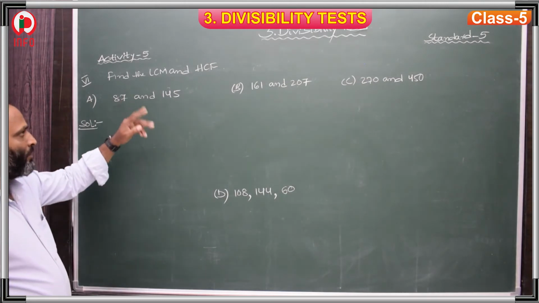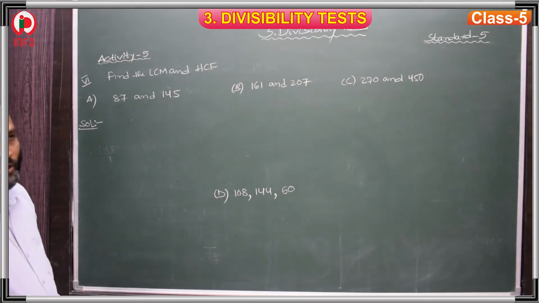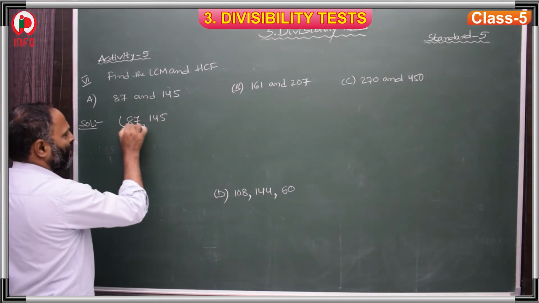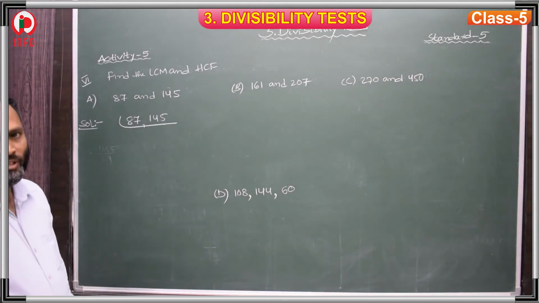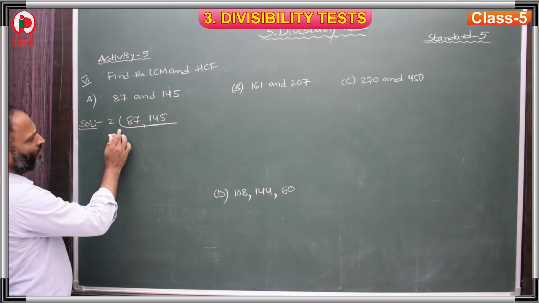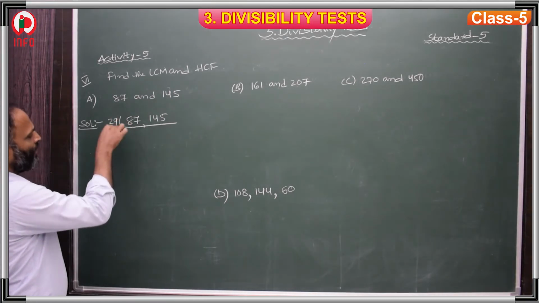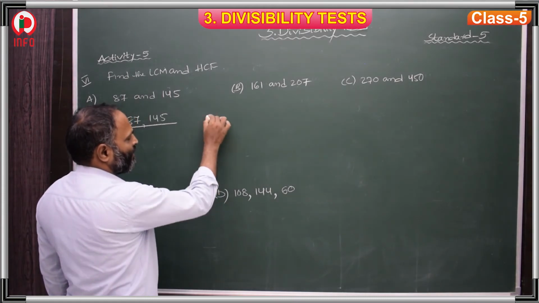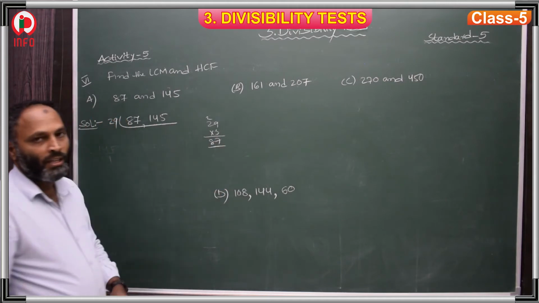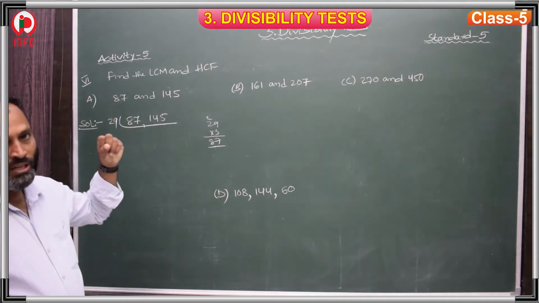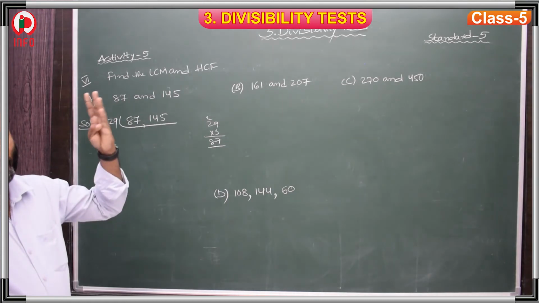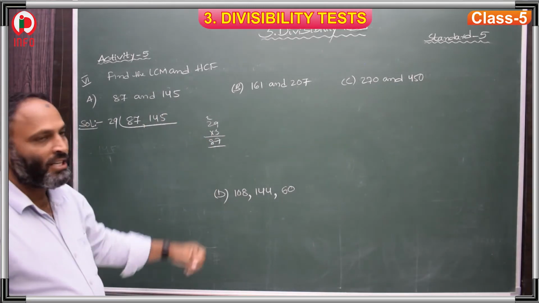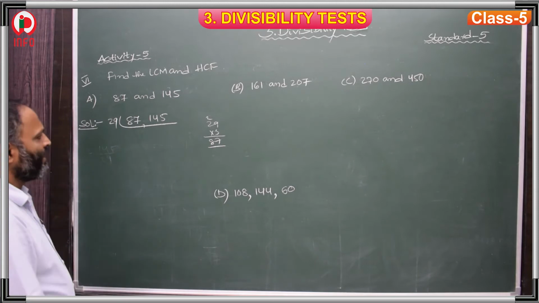Now find the LCM and HCF. We have to find LCM and HCF. First 87 and 145. This we have to find using the short division method. So 29 and 29 threes are, once you check 29 threes are, 29 into 3: 3 nines are 27, 3 twos are 6, 7, 8. 87 is not divided by 3, 7, 11, 13, 17. So like this we have to check in prime numbers. 29 is a prime number, 29 threes are 87.